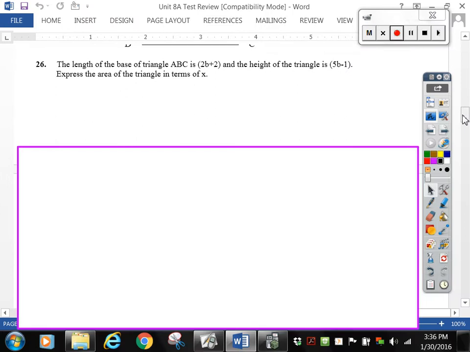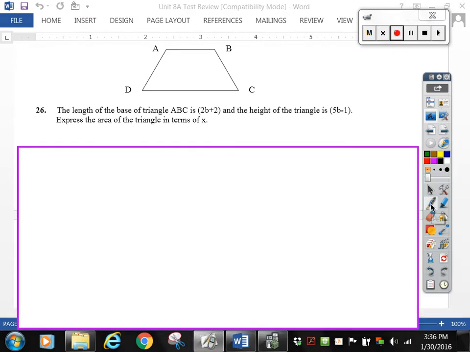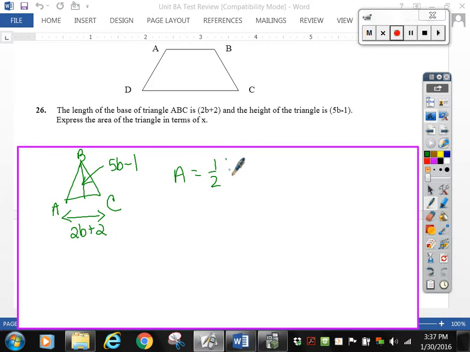Okay, now we're going to do a triangle. Okay, so I have triangle A, B, C. The height of the triangle is 5b minus 1. The base of the triangle is 2b plus 2. Area of a triangle is 1/2 base times height. So that would be 1/2 times the base times the height. So once again, I like to multiply this first.